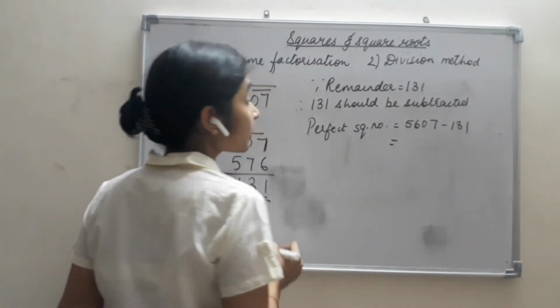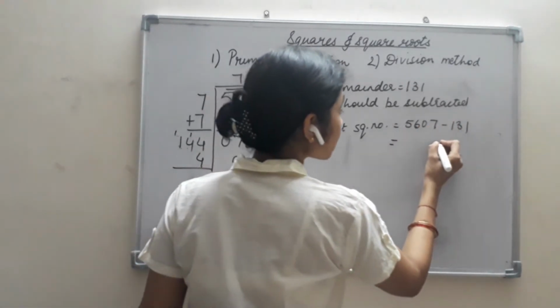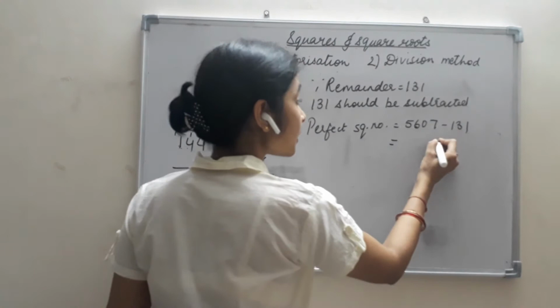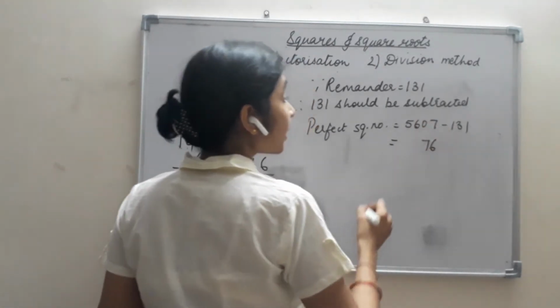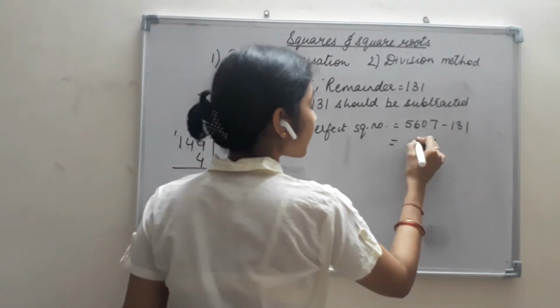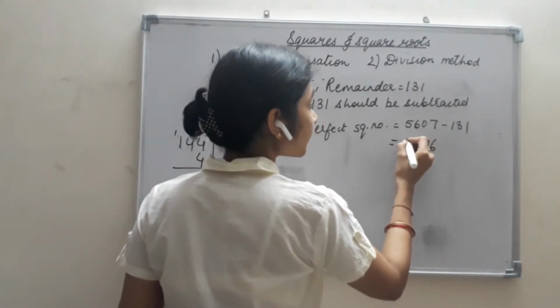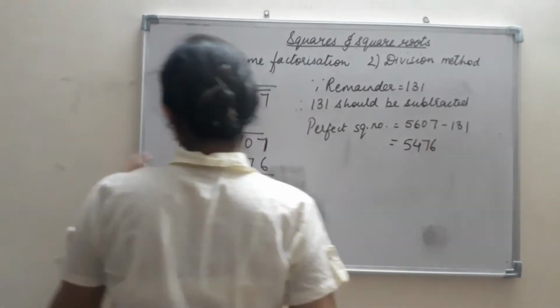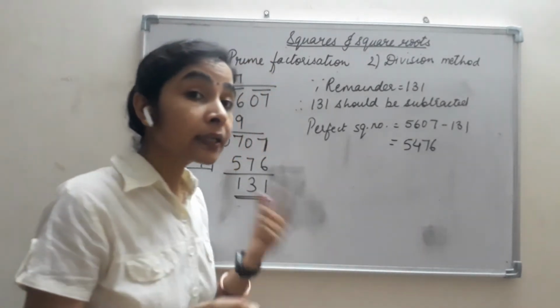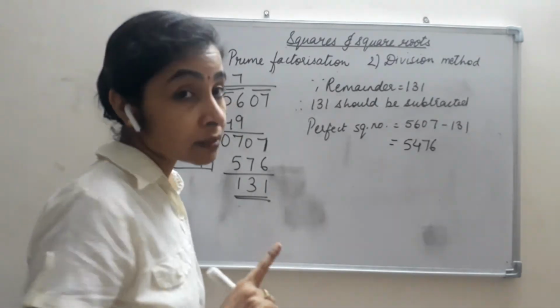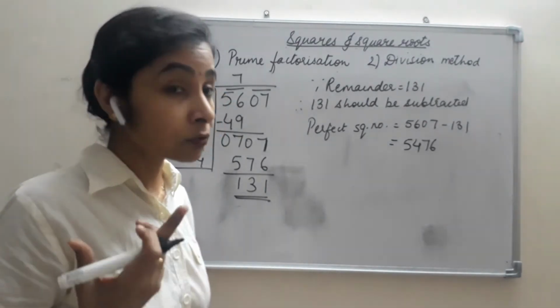So what do we get? 7 minus 1 is 6. Then 10 minus 3, I get 7, and then 5 minus 1, I get 4, and 5 remains as it is. So the perfect square number is 5476. Now I will take out the square root of it and prove that it is a perfect square number. Even I need to find out that square root.